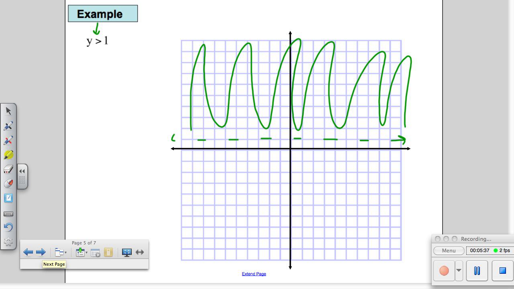Now, if you wanted to test a point, 0, 0, you'd get 0 is greater than 1, which is false, so we shade the other side.